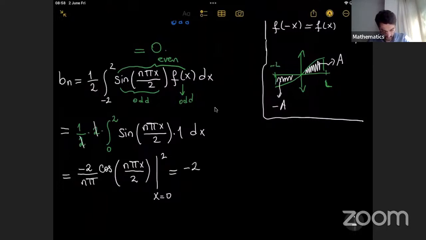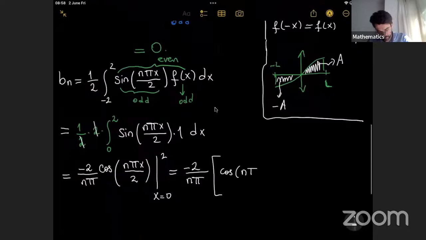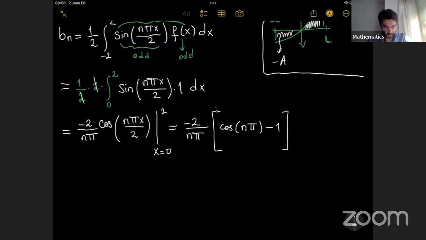Let's put these values in. When you plug in 2, it's going to be cosine n pi, right? When you plug in 0, you will get 1, minus 1. Cosine n pi is what? If n is equal to 0, for instance, it is 1, and 1 minus 1 is 0. If n is equal to 1, sorry, cosine pi is minus 1. So this is going to be minus 2.